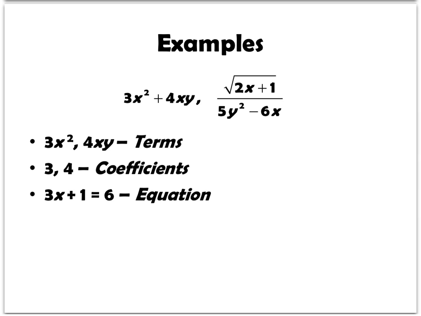The one there on the left, 3x squared plus 4xy. Again, you see numbers, variables, operator addition, no equal sign, it's an expression. The expression there on the right, you see square roots, addition, subtraction, division, but again, no equal sign, so that's an expression. Now in this first expression, the 3x squared and the 4xy are what we call terms. The numbers in the front of those terms, 3 and 4, are called coefficients. Now something like 3x plus 1 equals 6, that's an equation.